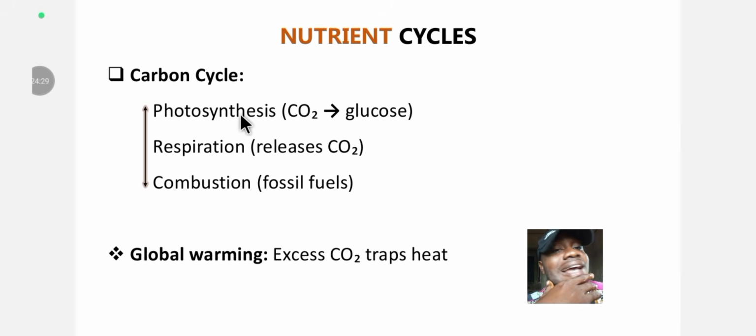The carbon cycle is very easy. Photosynthesis occurs, and during photosynthesis plants absorb carbon dioxide and use it to form glucose. Animals use up this glucose that plants form, because animals feed from plants. When animals respire, during the catabolic process, glucose is broken down and carbon dioxide is released again. Plants can use this carbon dioxide to form glucose again.